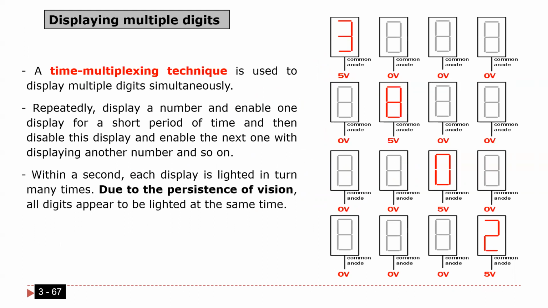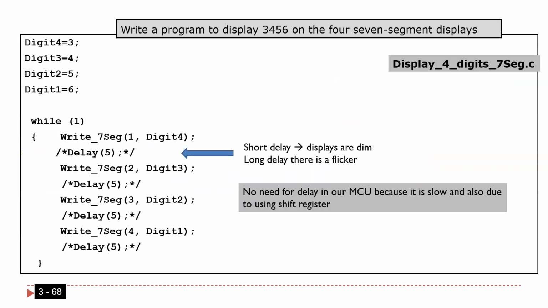Okay, now let's go to the idea of time multiplexing. How can you do it? For example, as you see here in this example, guys, I want to display this number 3, 4, 5, 6. If I want to display something like that, how can you do it? As you see here, these are the 4 digits I want to display: 3, 4, 5, 6. How can we do it?